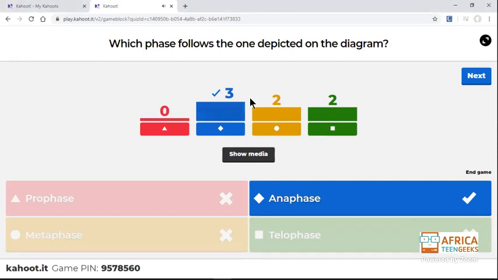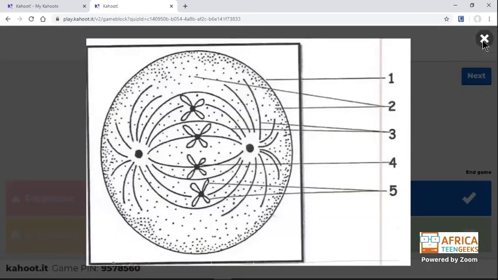So anaphase is the correct answer. This is metaphase. The chromosomes are aligned at the equator of the cell.